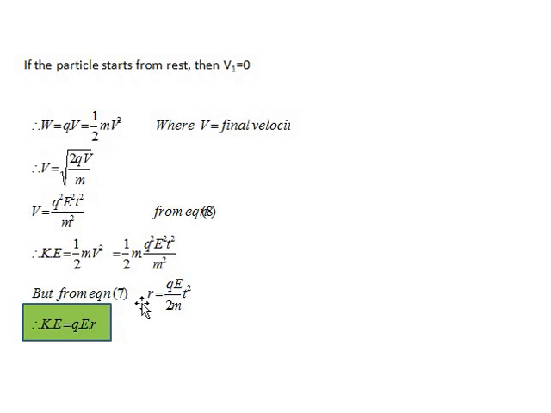Also from equation 7, r is equal to qE divided by 2m into t square. When you substitute this expression in the above equation, we get kinetic energy is equal to qE r, where q is the charge of the particle, E is the electric field, and r is the position vector of the particle. Okay, thank you.